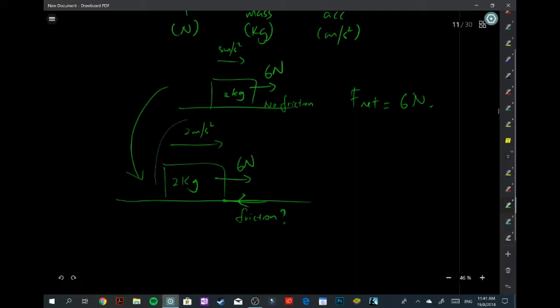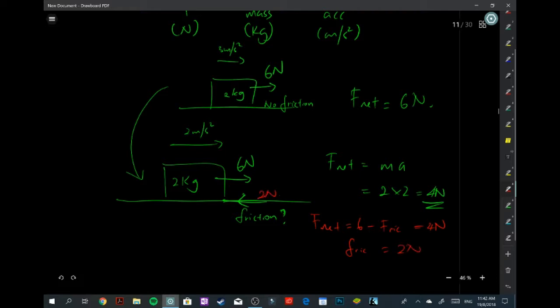So first let's find the F equals to ma part, because it seems like the F net has dropped. So F net equals to ma, which is in this case 2 times 2, which is 4 Newton. Previously it was being pulled by 6 Newton, but now the F net is only 4 Newton. In other words, we can conclude that F net is also equals to 6 minus friction, which will give us 4 Newton, and therefore that will leave us with friction equals to 2 Newton. You get it?